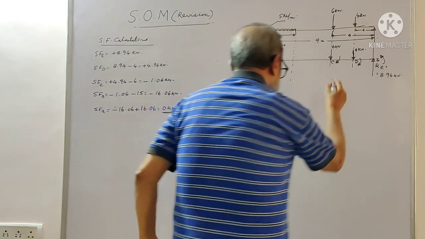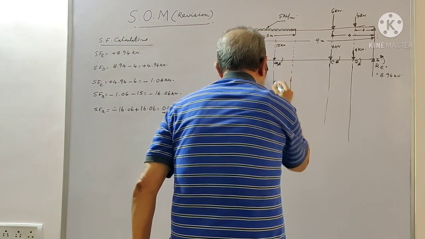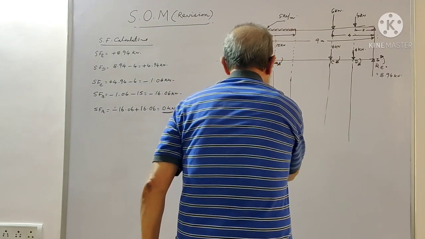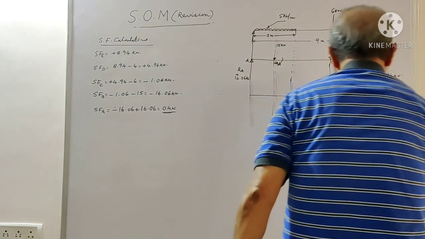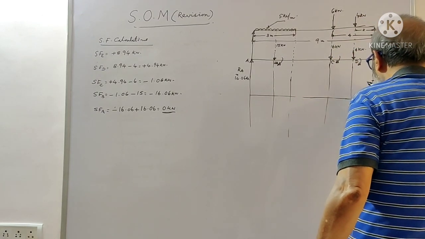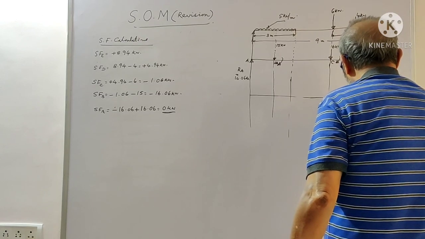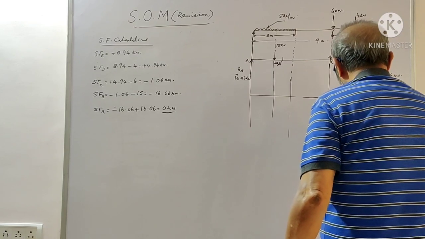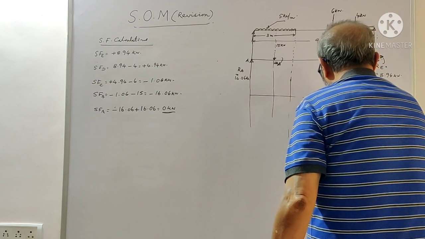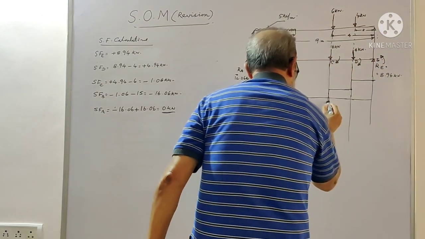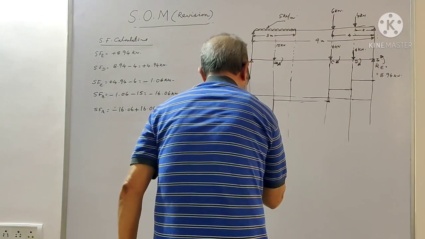Now I have to produce these lines down, leave some space, and draw the zero line. Here it is 8.94, minus 4, so it becomes 4 point something here, then flat here, it becomes minus 1.06 somewhere here. It will come up to this, then it will fall 15 kilonewtons, then it will come up like this.